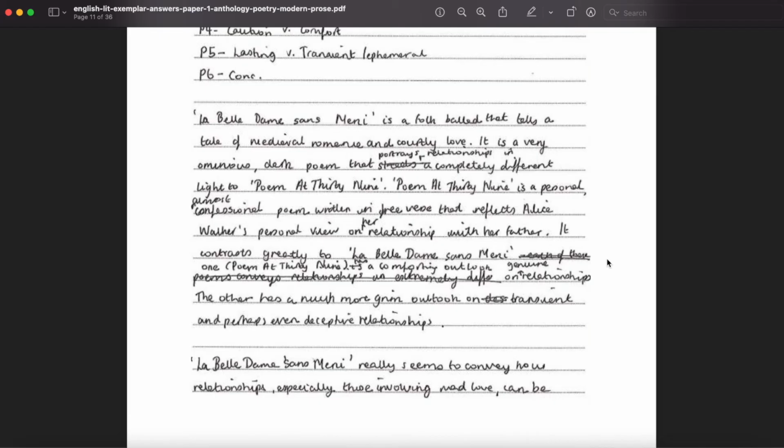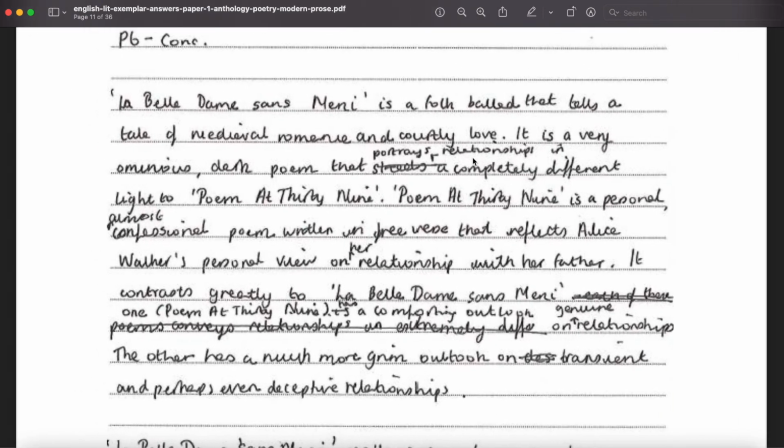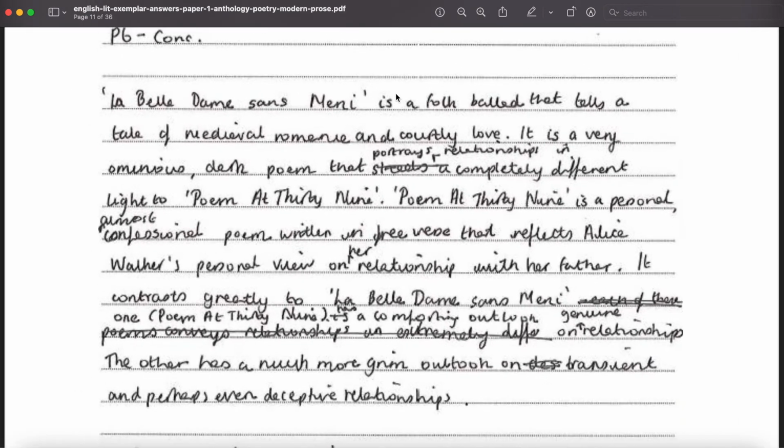All right, and this is what this student does as well. Let me just zoom in here. La Belle Dame Sans Mercy is a folk ballad that tells a tale of medieval romance and courtly love. It is a very ominous, dark poem that portrays relationships in a completely different light to Poem at 39. Okay, so this student has chosen Poem at 39 to compare with La Belle Dame Sans Mercy. You can of course choose any other poem if you were writing the answer, but this student has gone for Poem at 39. Now let's see, the way they have introduced is quite effective.